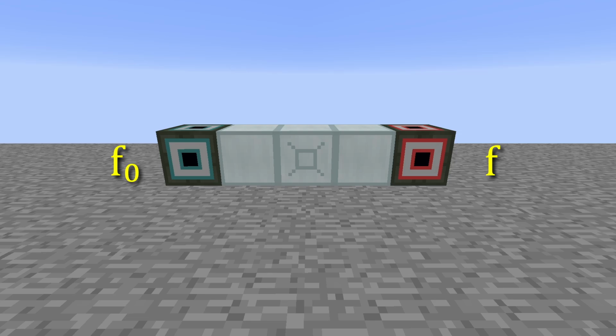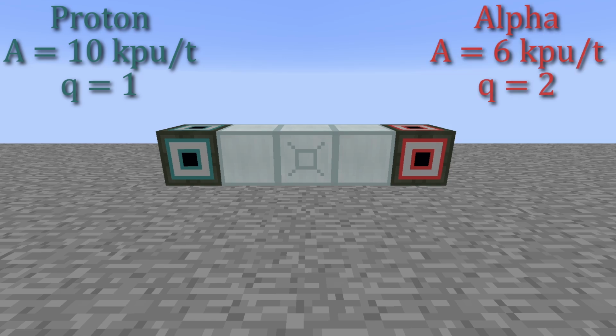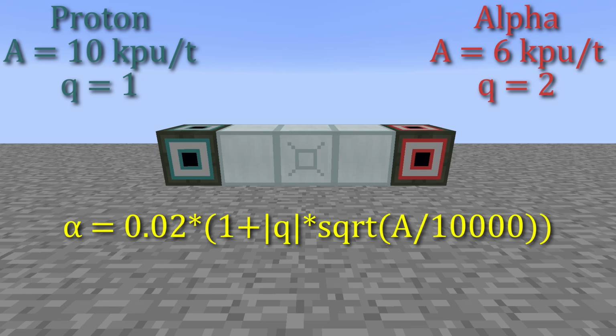So the focus lost is how much focus the input beam loses plus how much focus the output beam loses. The input beam will lose, of course, its own focus loss per block times the length divided by 2, and then the output beam is going to lose focus equal to its own focus loss per block times the length divided by 2. In our case, we have a 10 kPU per tick input of protons with a charge of +1, and those turn into 6 kPU per tick of alpha particles with a charge of 2. Let's calculate the focus losses of each particle.